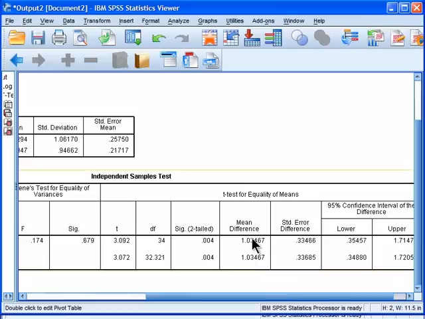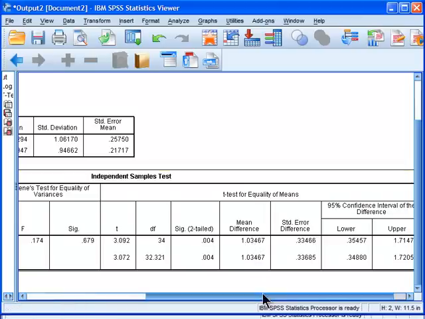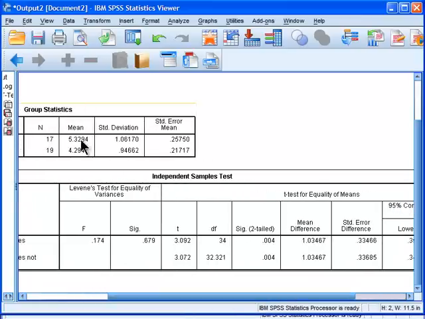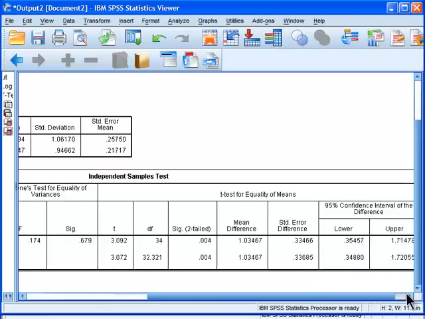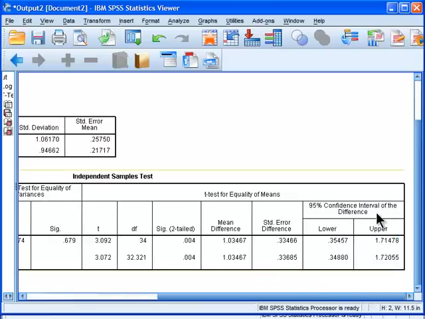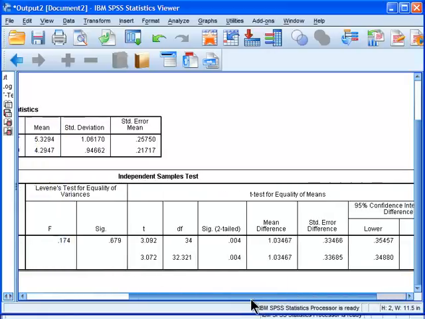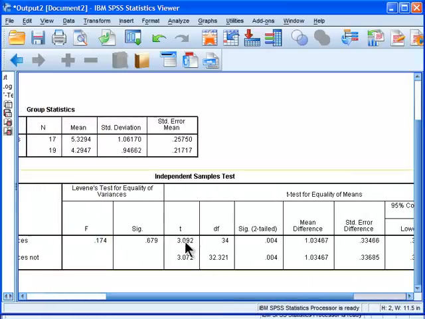SPSS also outputs the mean difference between the two means, so mean 5.32 versus 4.29 gives us a mean difference of 1.3467. The standard error associated with that mean difference is also outputted by SPSS, 0.334. And then it gives confidence intervals of the difference between the means. It's quite rare to see that reported in a report. People typically report the actual means, the standard deviations, the t-value, the degrees of freedom, and the p-value, and they tend not to report any of this extra information.